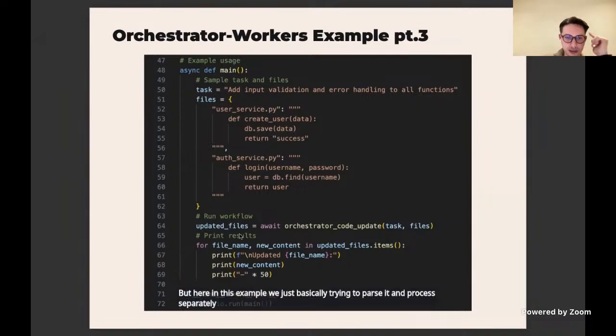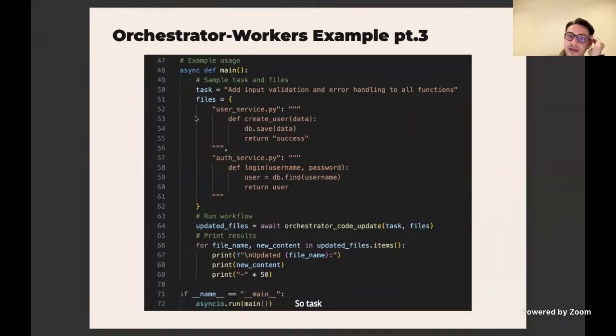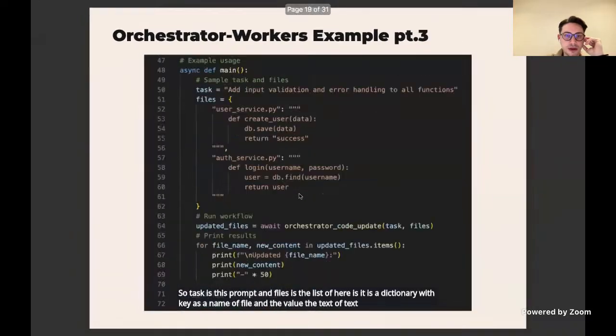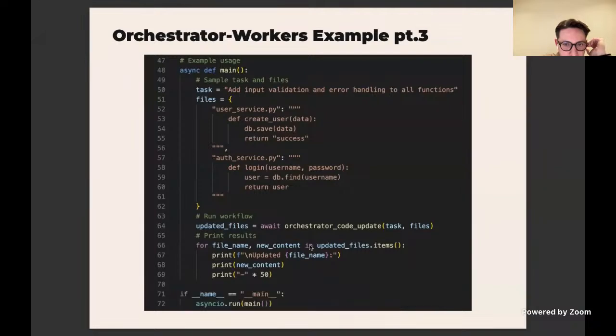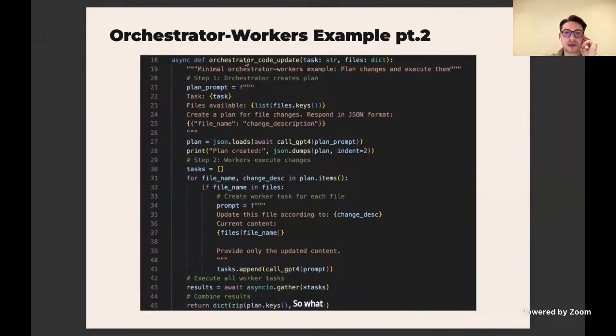So let's look here. Updated files: we run orchestrator code update with the task and files. The task is this prompt, and files is a dictionary with the key as the name of the file, and the value as the text of the file, the text of the function. After we did this, we just print that. So what do we have in the orchestration code update? Task and files as inputs.